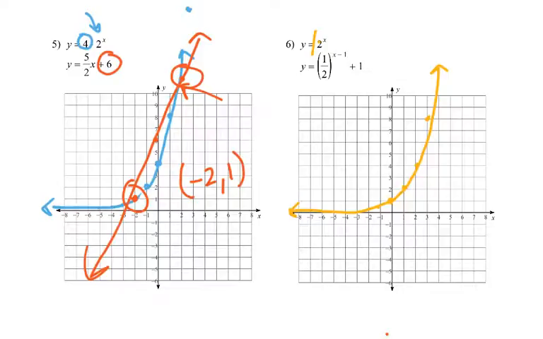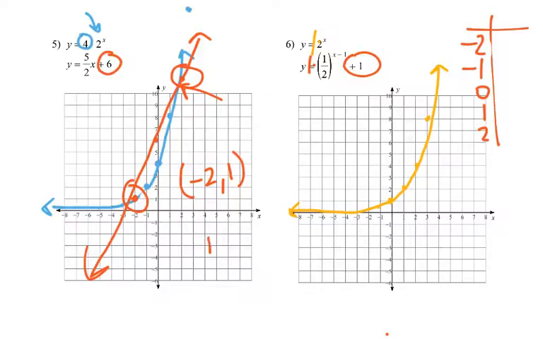Okay. Now, the second one, we have 1/2 to the x minus 1 plus 1. Okay. So a good way to deal with this one is to make a table. This plus 1 will actually bump it up 1. The y-intercept would be 1. So we should have a y-intercept at around 2. Okay, but this minus 1 actually throws it off 2. So let's graph it. So let's do negative 2, negative 1, 0, 1, and 2.